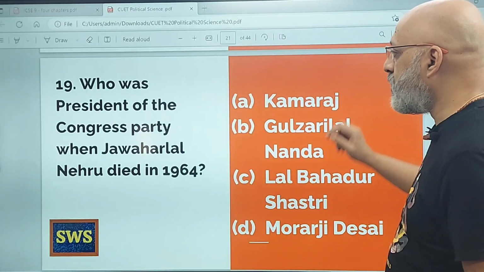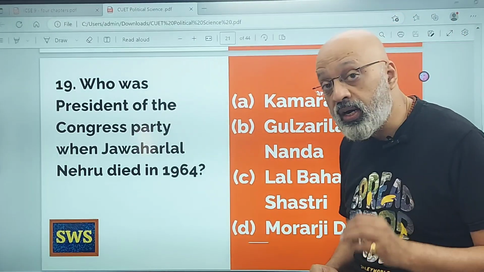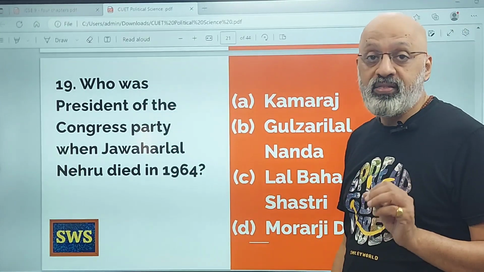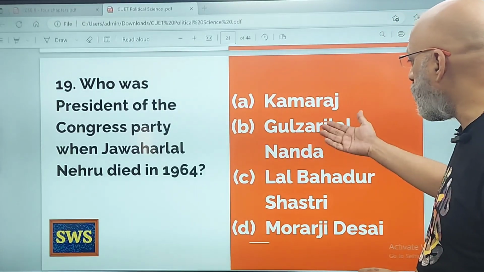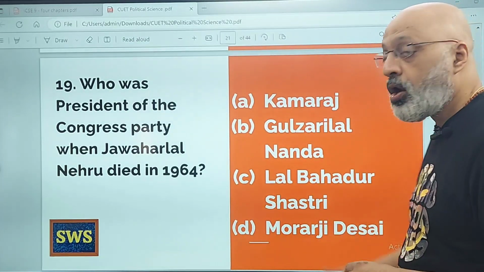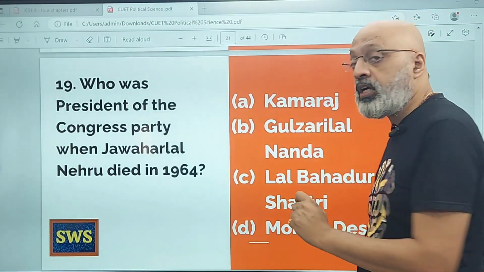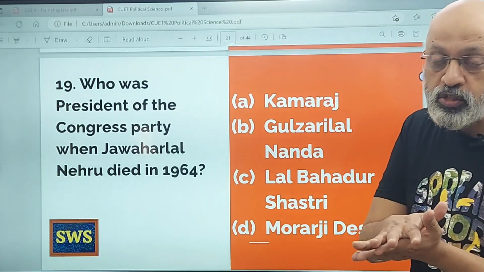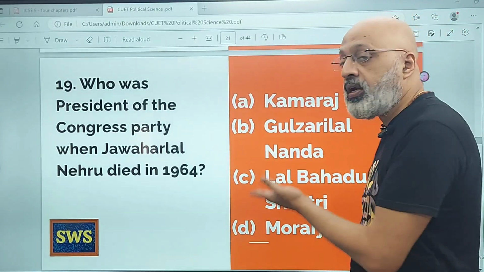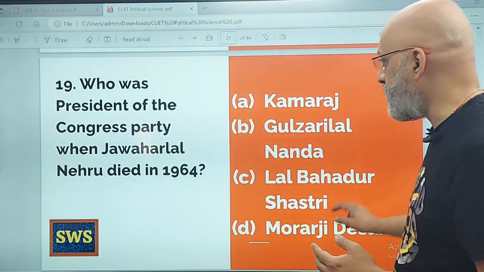Who was the president of the Congress party when Jawaharlal Nehru died in May 1964? Kamaraj, Gulzari Lal Nanda, Lal Bahadur Shastri, or Morarji Desai? The correct answer is Kamaraj. He was the president of the Congress party when Jawaharlal Nehru passed away in 1964.